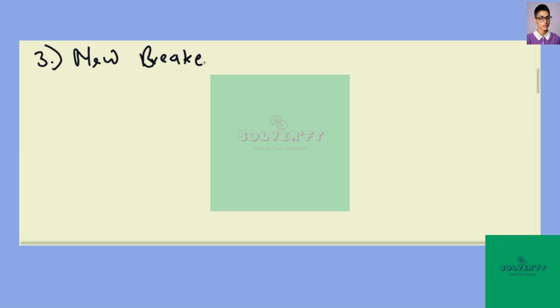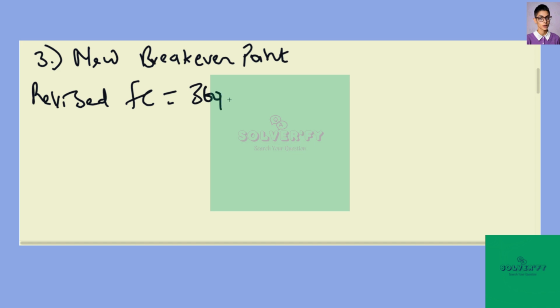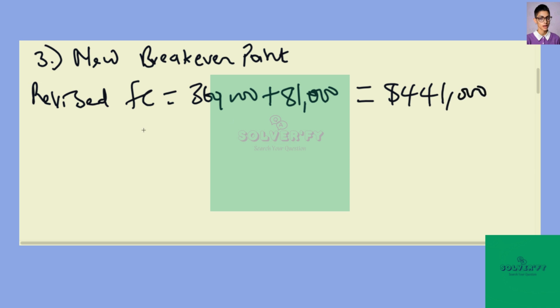The new break-even points. So basically, the revised fixed cost is equal to $360,000 plus $81,000, because the $81,000 comes from the fixed salaries that are raised by 81,000. So we have a raise in the fixed salary by 81,000, right? So we'll add that to the revised fixed cost, and that gives us $441,000.